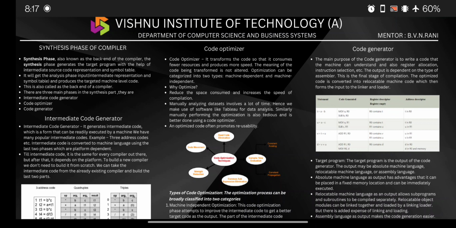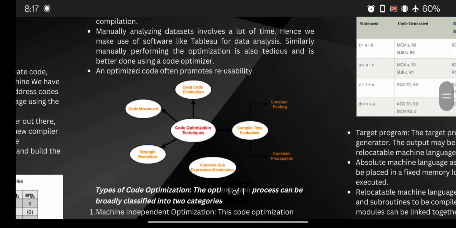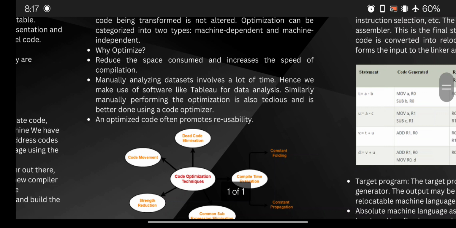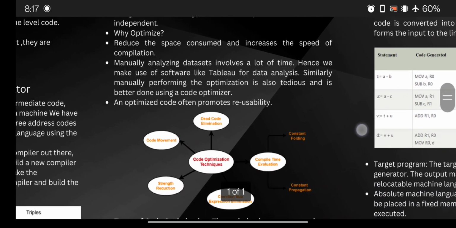Code optimizer. Code optimizer is the fifth phase of the compiler design. In this code optimizer, the name itself implies that it optimizes the code generated in the previous code generators. There are so many techniques which code optimization follows. But why should we optimize the code? In order to reduce the space it consumes and increase the speed of the compilation, we use the optimization techniques. And in order to promote reusability, we use these optimization techniques.